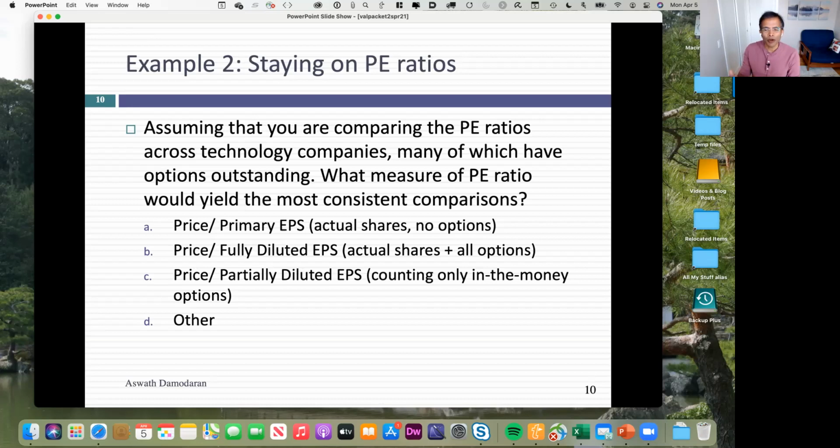I won't even keep going down this path. No matter what measure of per share you count, you're going to run into one problem or the other because options are not neat securities. They don't go 0 or 1. So you say, what do I do then?